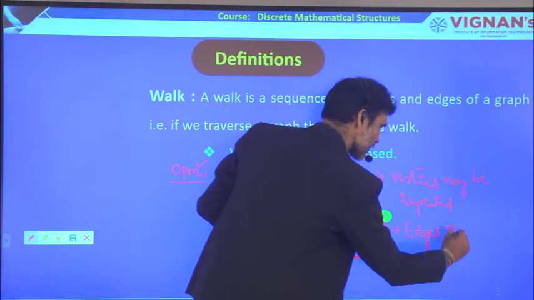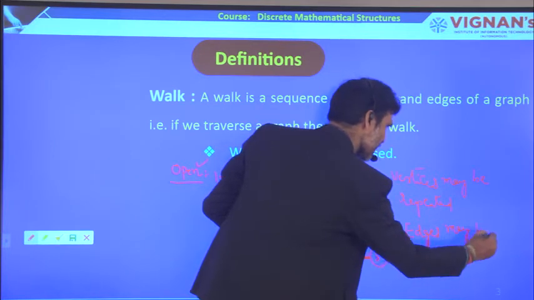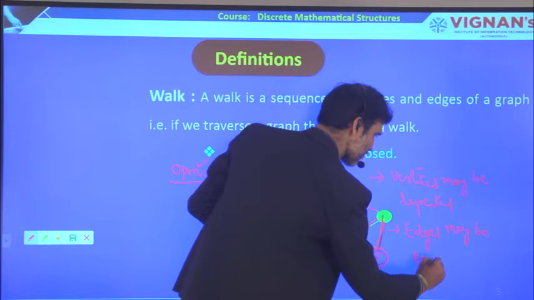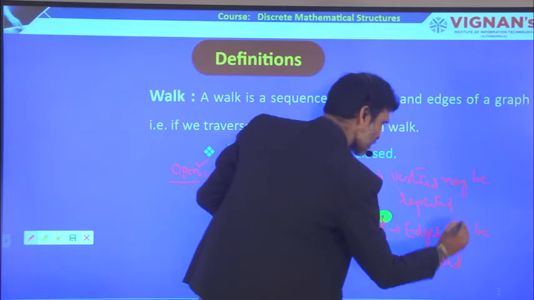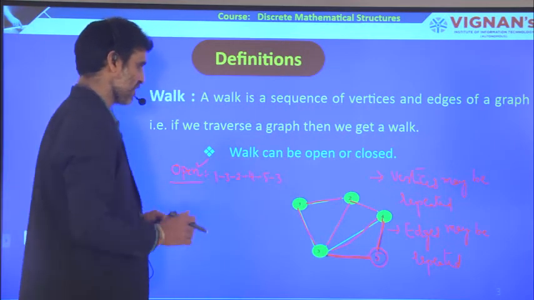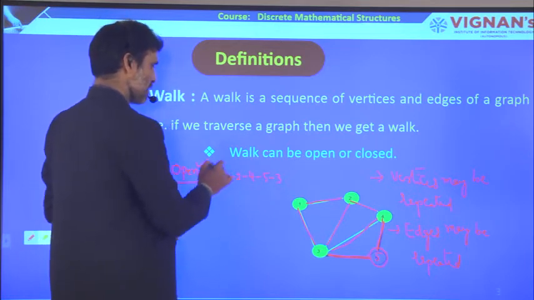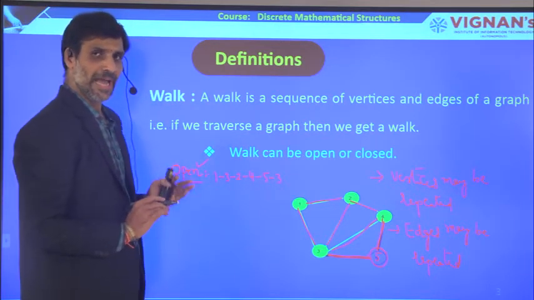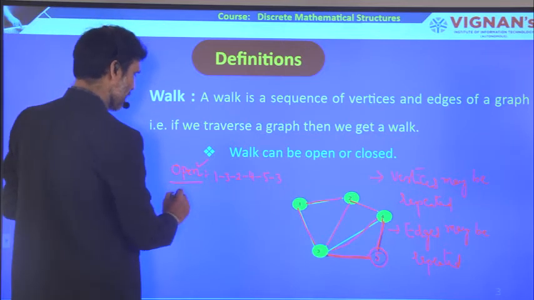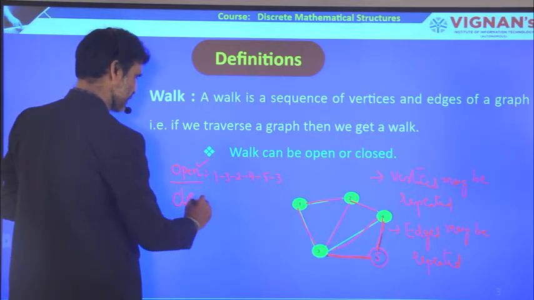So that means you can take the same edge any number of times, or you can use the same vertex any number of times through the traversing of a graph, then that is called a walk. This is the definition of the walk and open walk. Now coming to the case of closed walk.